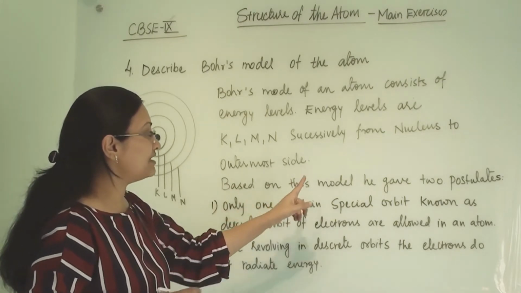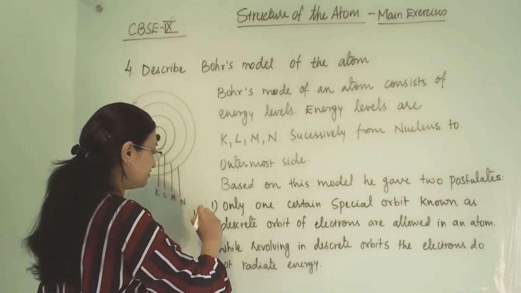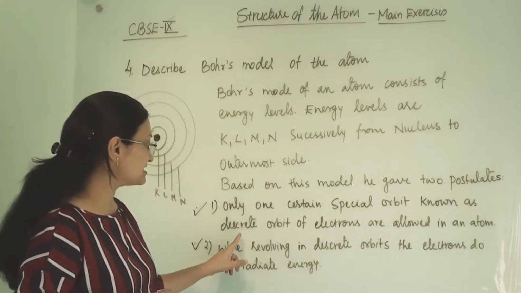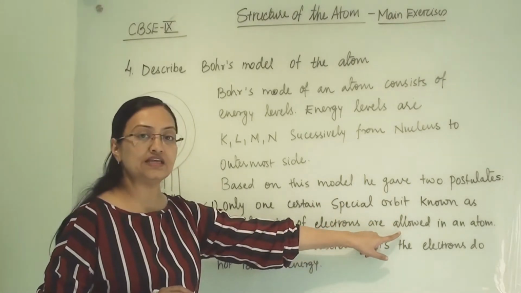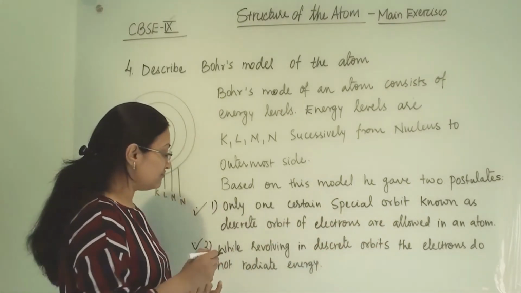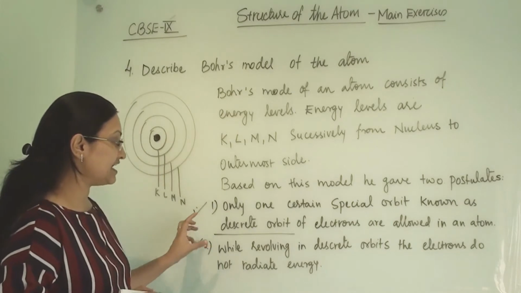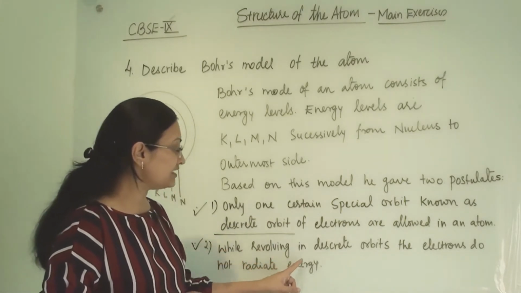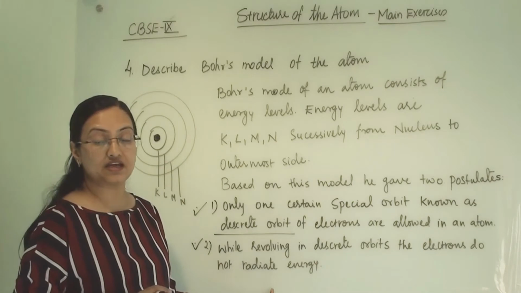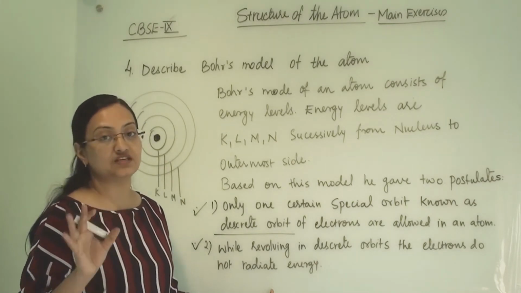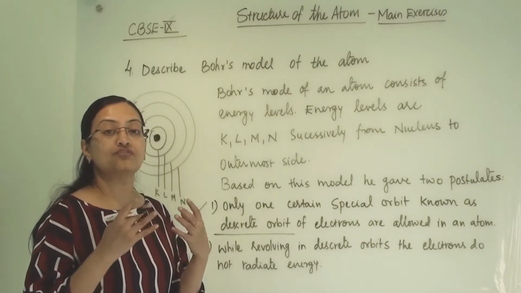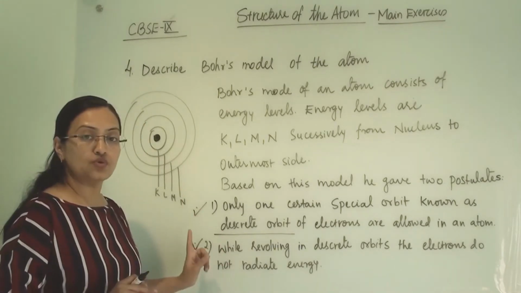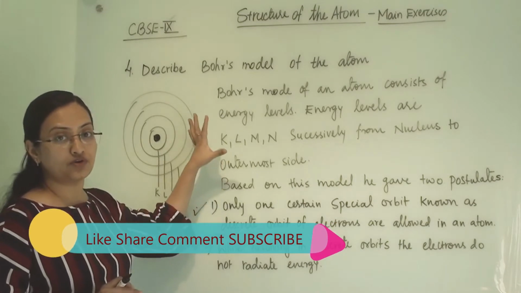Based on this model, he gave 2 postulates. This is important. We have to remember these 2 postulates. Only certain special orbits, known as discrete orbits, of electrons are allowed in an atom. So he came with a concept of discrete orbit, and he said that only discrete orbits will be there inside an atom. While revolving in discrete orbits, the electrons do not radiate energy, and hence he said that the atom is stable, because while revolving, electrons do not radiate energy, they will not lose the energy, and they will be stable in atoms. So these 2 are the postulates from Bohr's model of an atom.